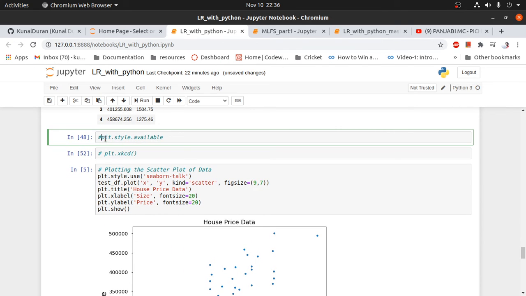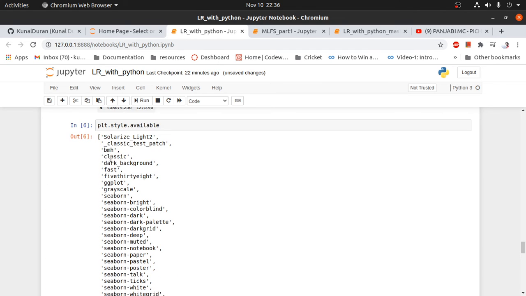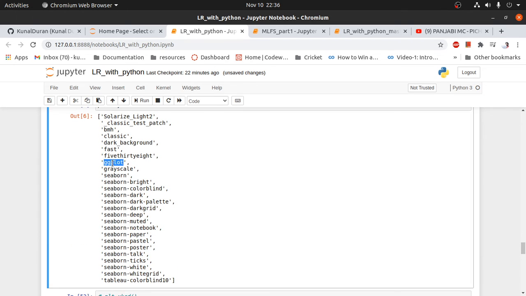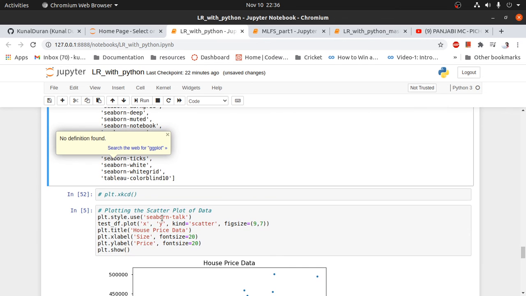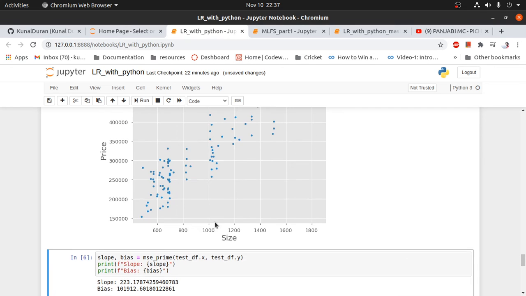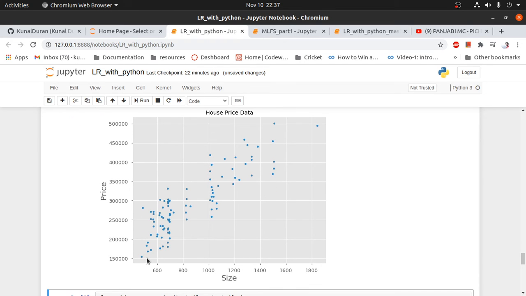There are many styles available, like fast, classic, ggplot, seaborn. Okay, let's replace it with ggplot and see if it is looking better. Yeah, kind of similar. Okay, moving forward. So this is our data set, and we can see a trend here. With the increase in size, the price is also increasing. So what we want is to fit a line into this, which will be helpful to make some predictions.